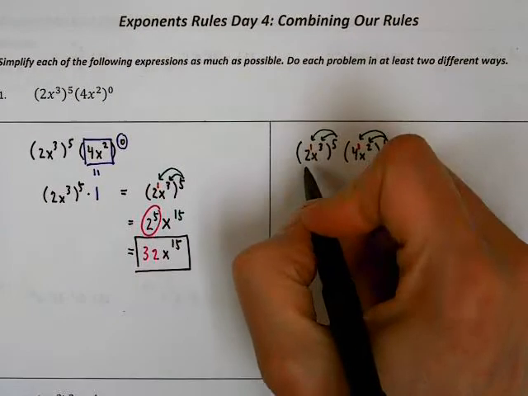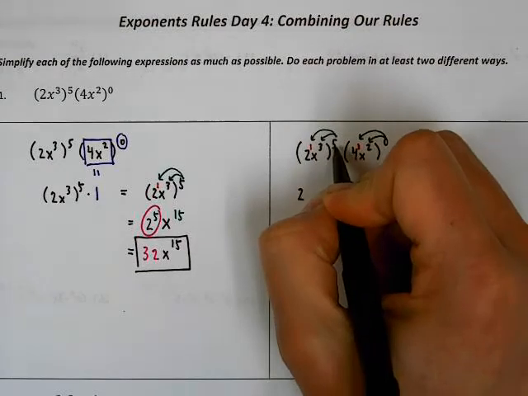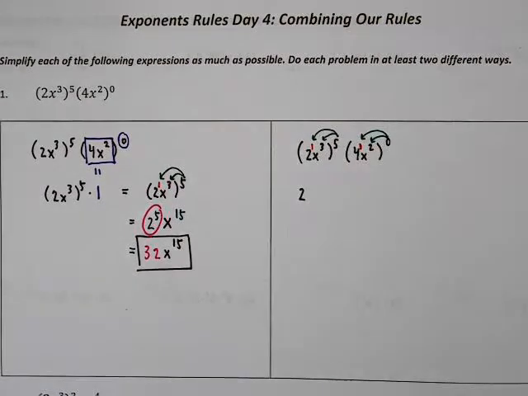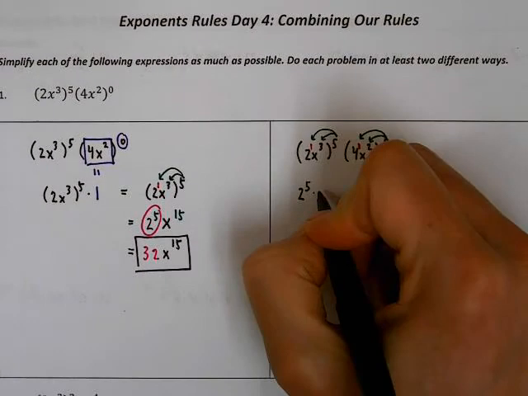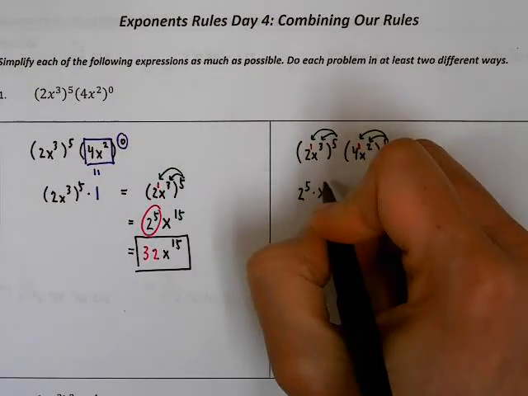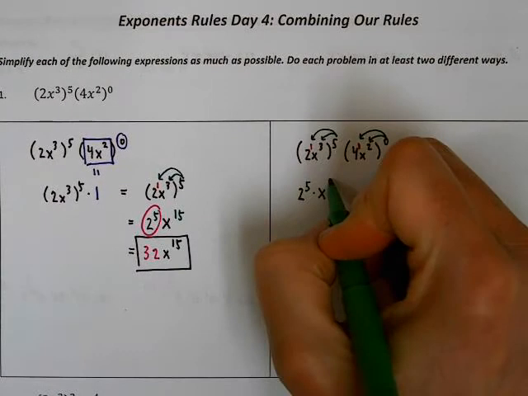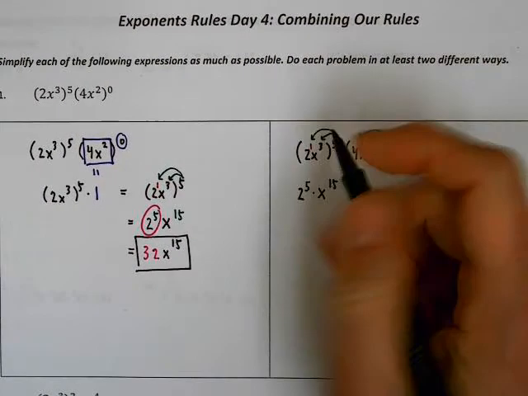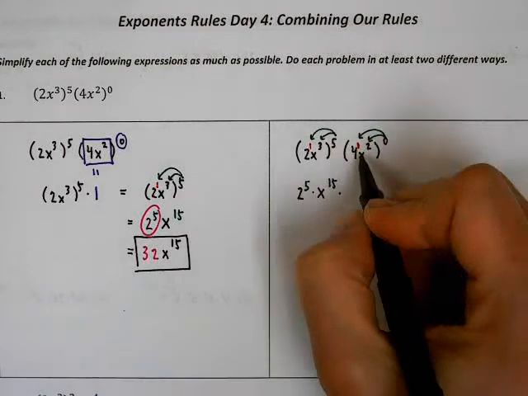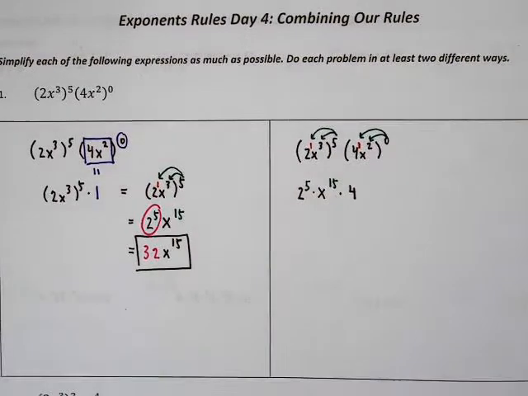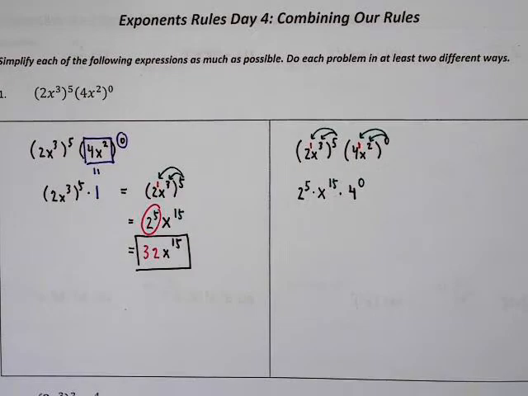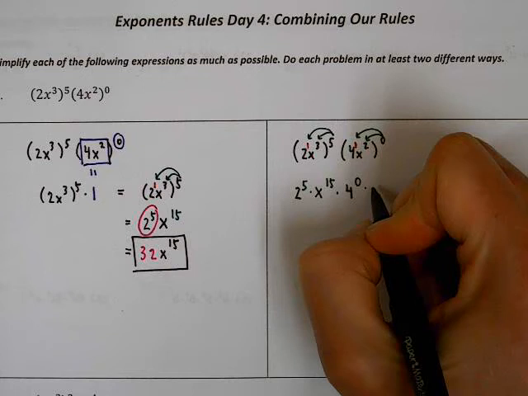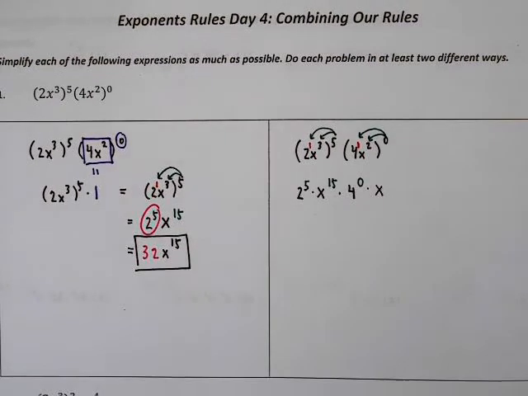So when I do that, again, I'm going to still have a base of 2. My exponent is going to be 5 times 1, which is 5. I'm multiplying that by my base of x to the power of 15. Now I'm still multiplying here. This is all multiplied together. So now my base is 4. 0 times 1 just gives me an exponent of 0. And for my last factor here, my base is x, and 2 times 0 gives me 0.